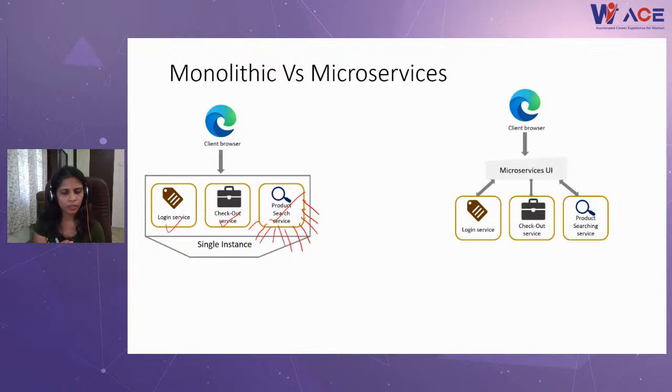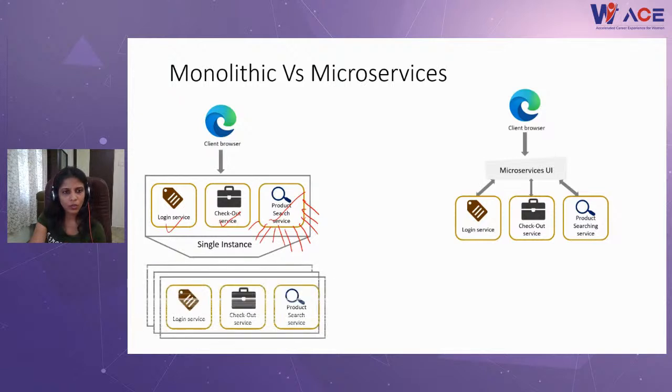See, no matter where the request is going, you need to scale the instances. You just need to scale the entire application as such. You do not have the provision to scale only the product search service module. It is not possible in case of a monolithic application, because all the modules are packaged together as a single instance or a single container. It is not possible. But in case of microservices, it is possible.